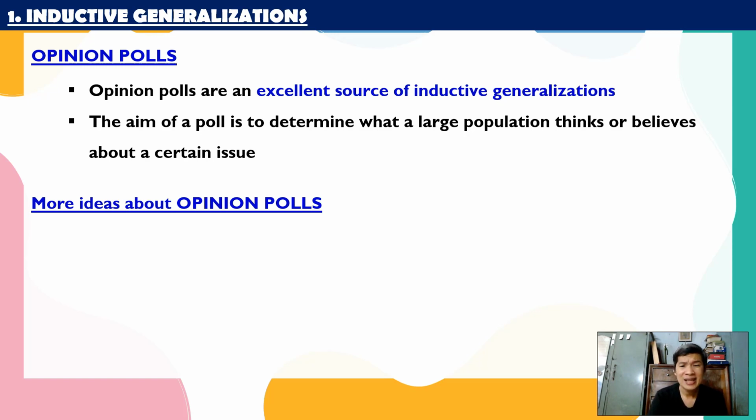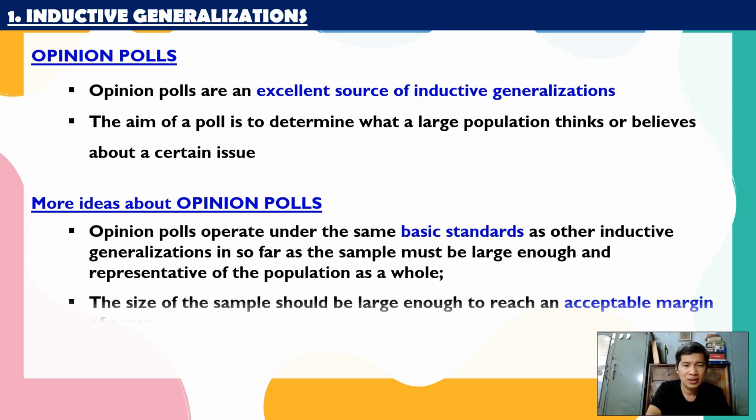You can see, same thing in reality, same thing in politics, same thing in events, same thing in all the organizations. We use opinion polls in order to get the public opinion. Even when you create many groups on Zalo, and even on Facebook, you have polls as well. Then the aim is to determine what a large population thinks or believes about some certain issue. Okay?